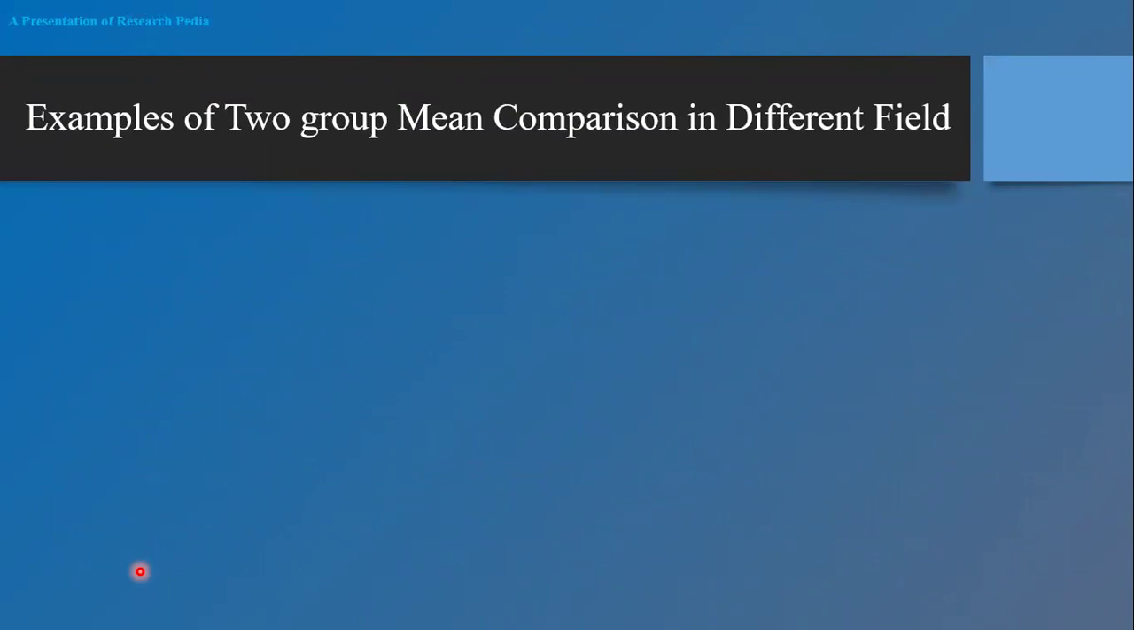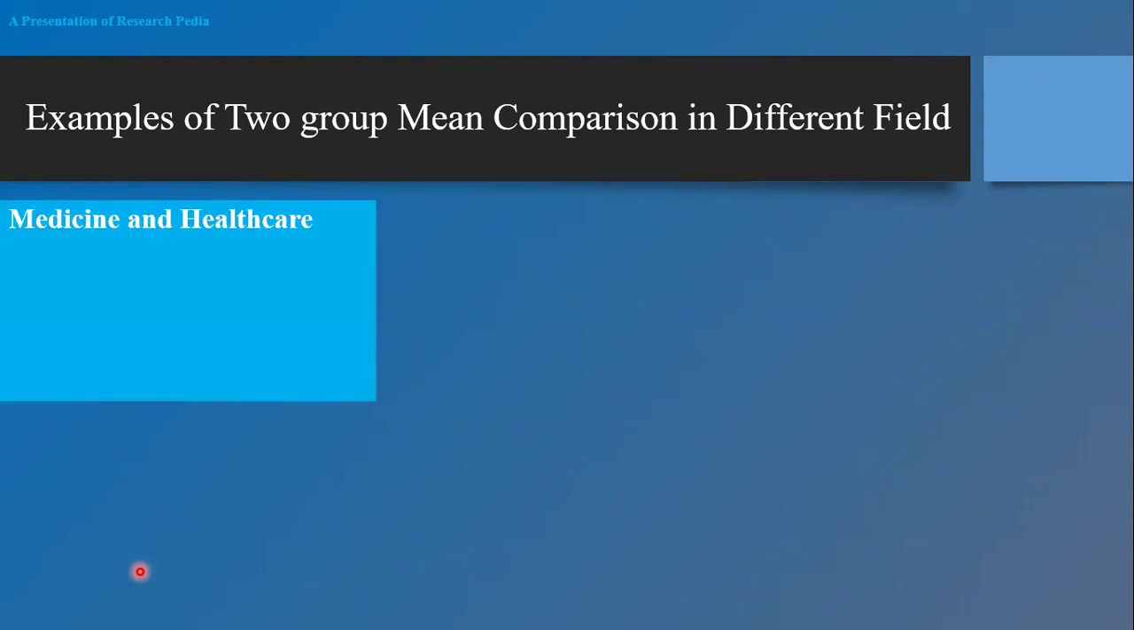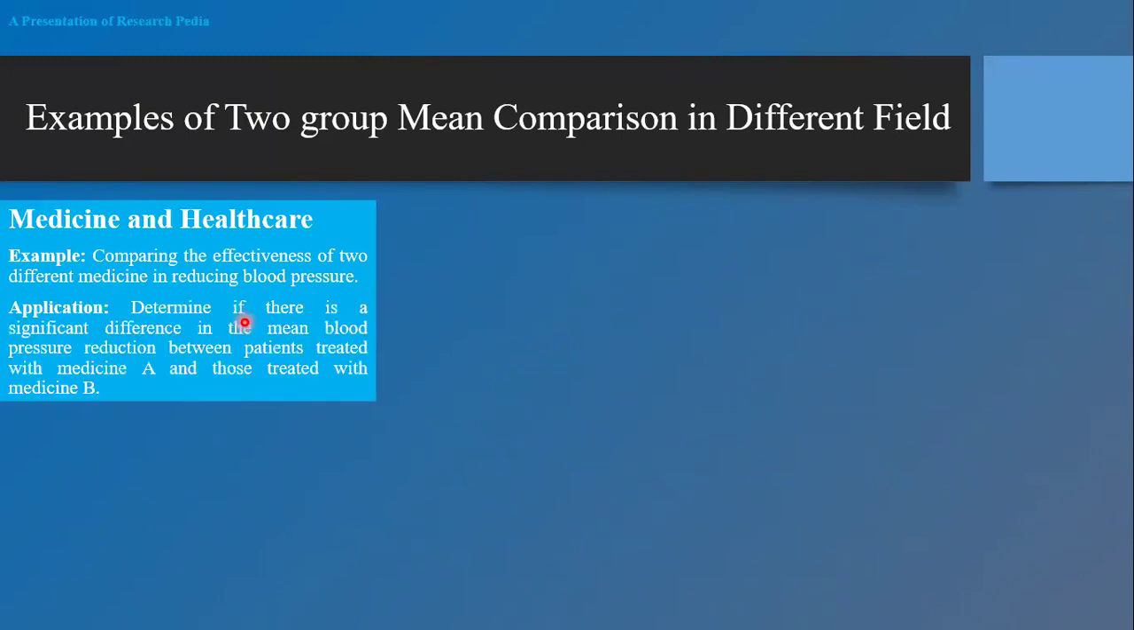So what are the examples of two different groups in different fields? How can we compare the means of two groups in different fields? For example, in medicine and healthcare, we may be interested in comparing the effectiveness of two different medicines in reducing blood pressure. Two different medicines means the data related to the two medicines would be different. They are not related to each other. So how effective are they in reducing blood pressure in the field of medicine.